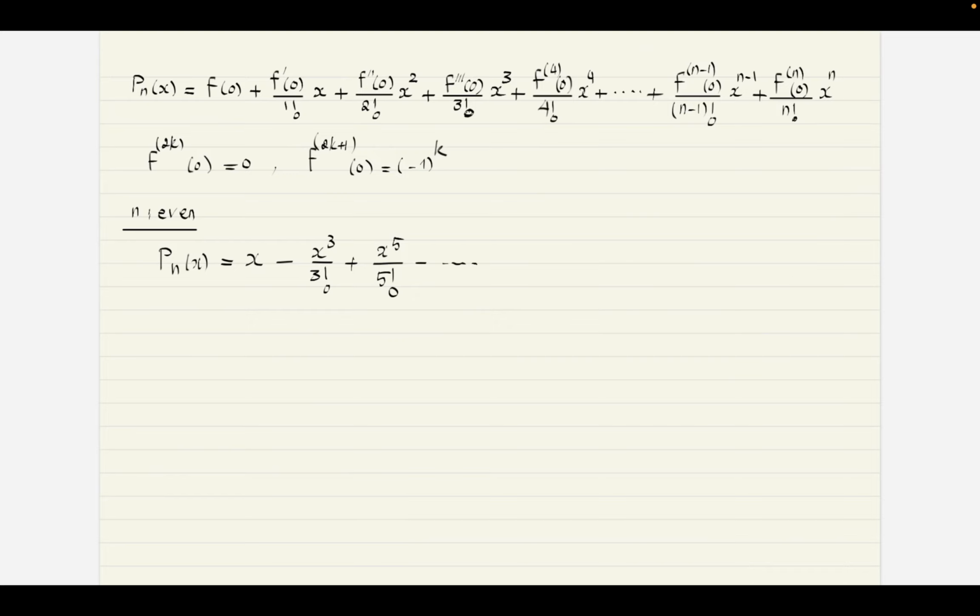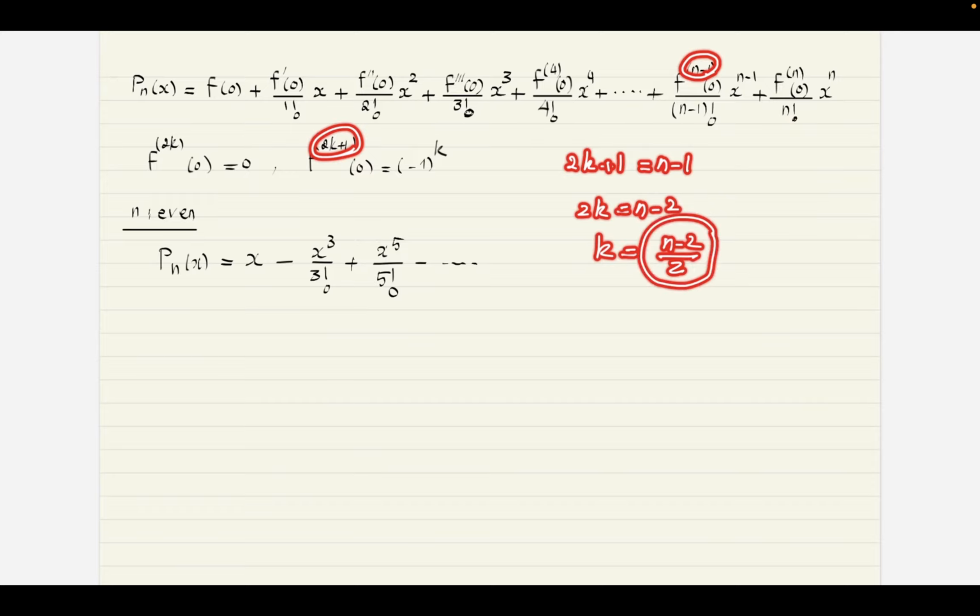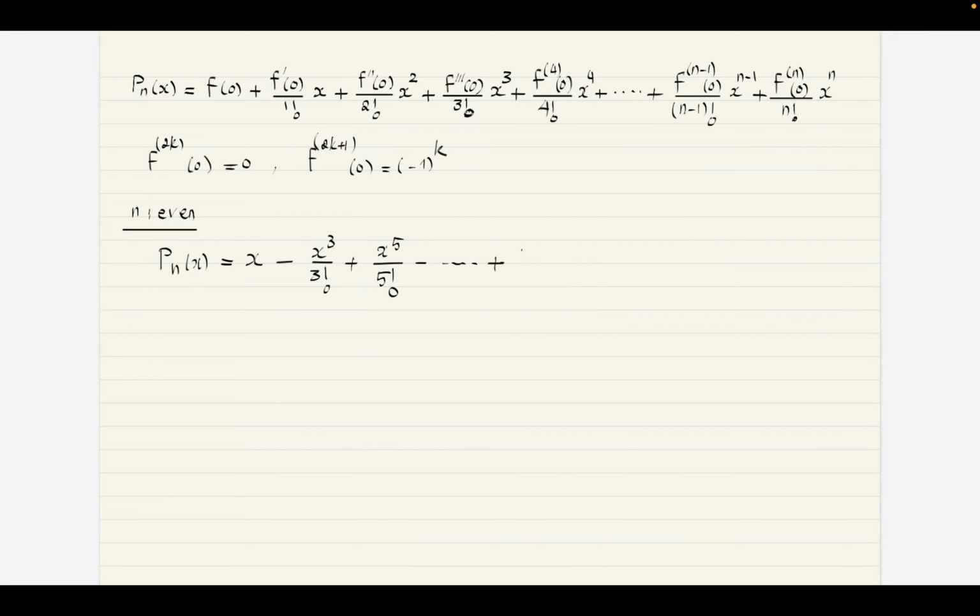When I continue, because I am assuming that n is even, this one vanishes, but this one survives. But what is this expression? Okay, so I compare n minus 1 with 2k plus 1. So in principle, 2k plus 1 is n minus 1. So 2k becomes n minus 2, and then k becomes n minus 2 divided by 2. Okay, so this becomes minus 1 to power n minus 2 divided by 2. So this means that I can write plus minus 1 to the power of n minus 2 divided by 2, and then I have x to power n minus 1 divided by n minus 1 factorial. So this is for the case that n is even.